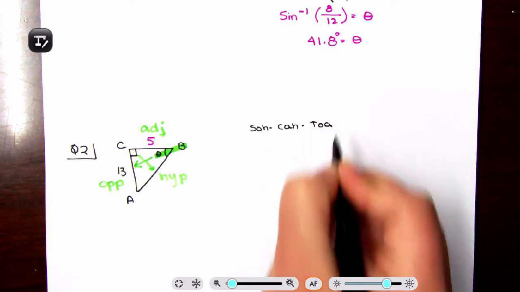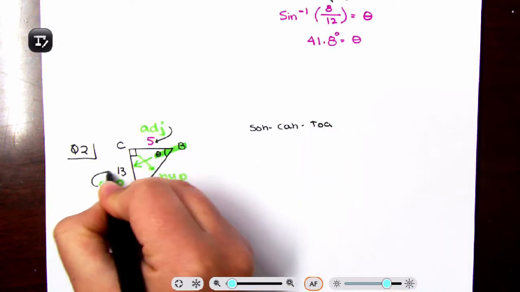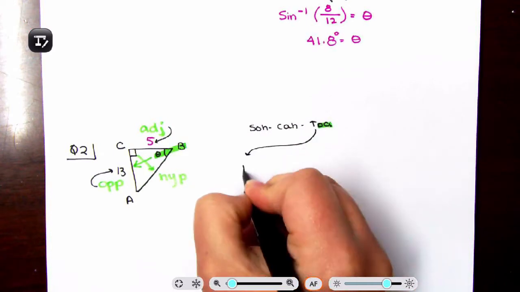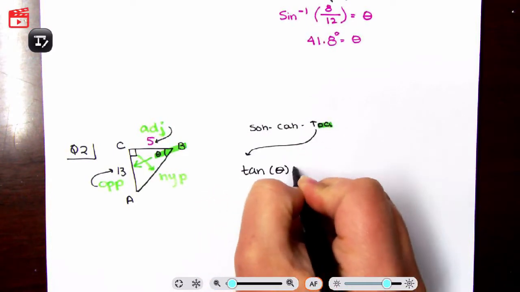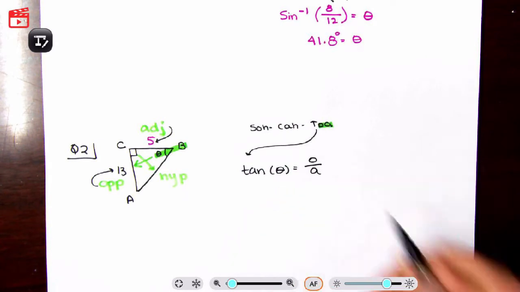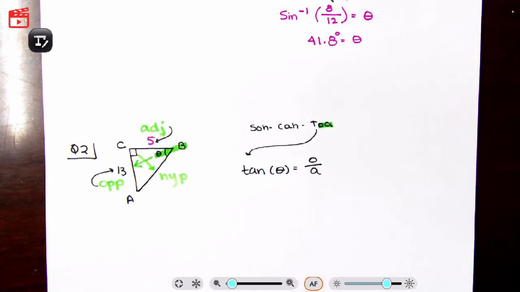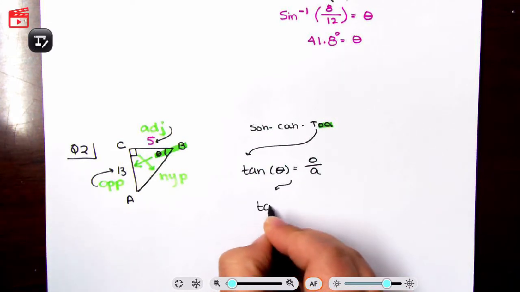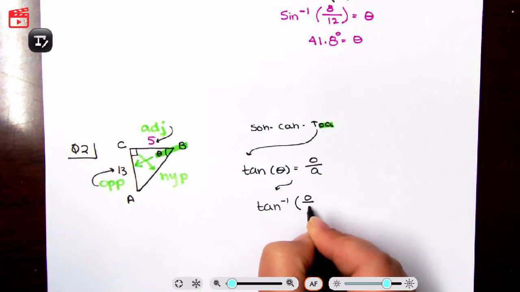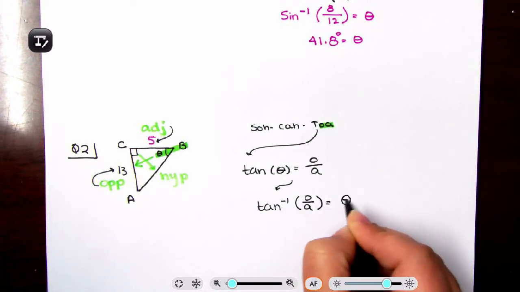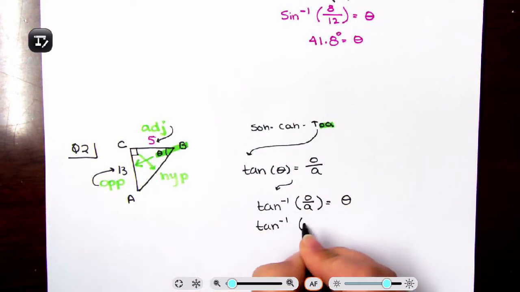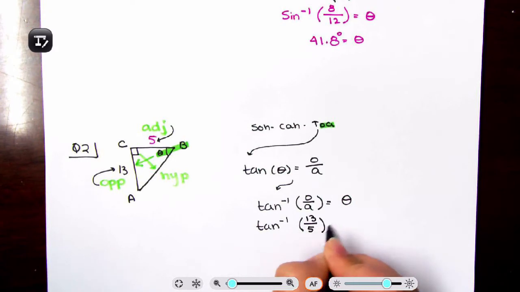SOHCAHTOA. And we have an adjacent and we have an opposite. Adjacent and opposite is our TOA, which means we're going to use tangent. So tangent of theta is equal to opposite over adjacent. But again, we are now trying to solve for an angle, so we're going to be using the inverse function. So inverse of tangent of opposite over adjacent is equal to the angle theta. So tangent inverse, the opposite was 13, the adjacent was 5, and that's equal to our angle measure.